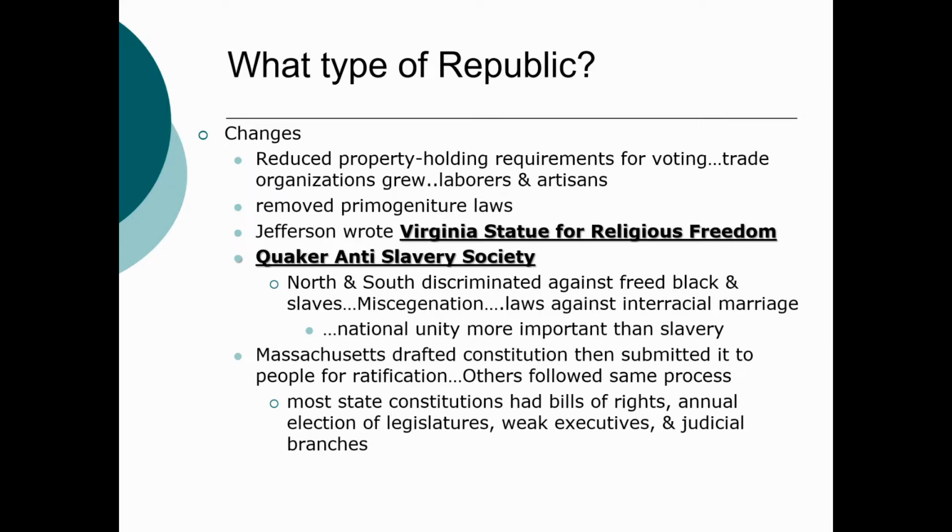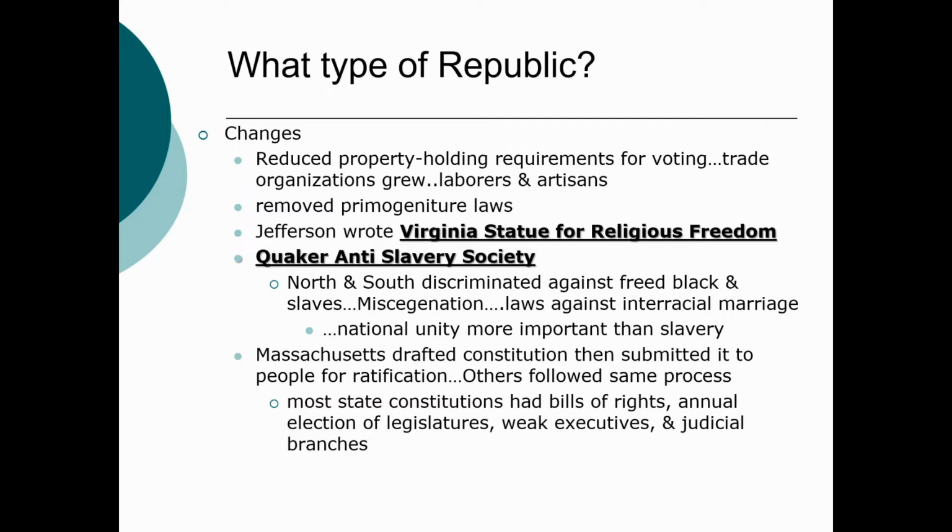During this time, the North and South will still heavily discriminate against freed blacks and slaves. They'll make laws against miscegenation, which is like marriage between blacks and whites. They'll have laws against interracial marriage. And a lot of the states do not want to really push for ending slavery because they think it will destroy national unity.